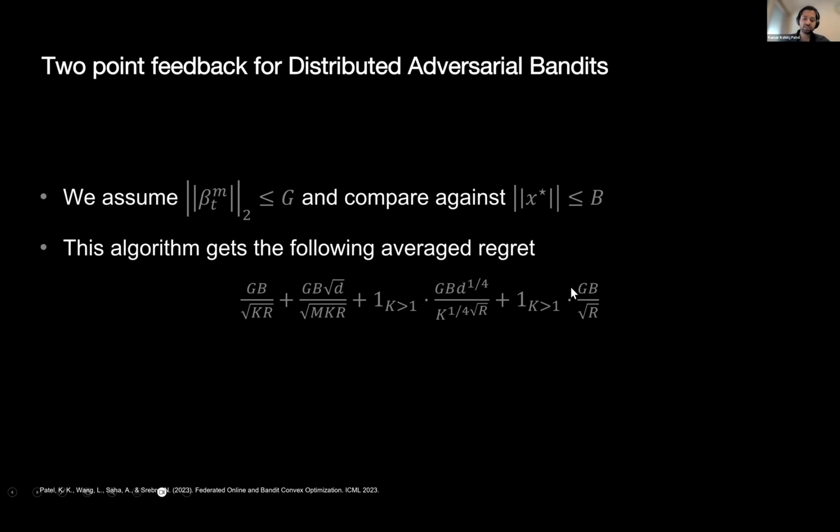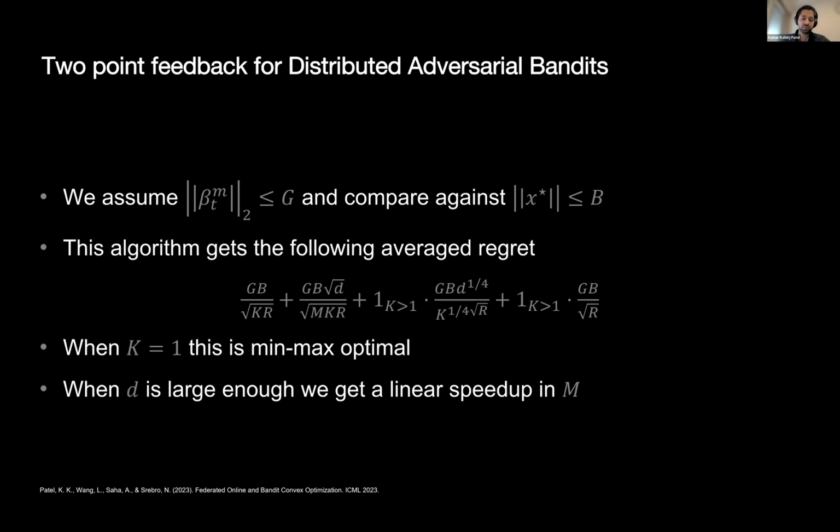But you also get 2 terms because of not communicating. When K equals 1, that is, when you are communicating at each time step, these 2 terms are actually 0, and you get a min-max optimal rate in the 2-point bandit feedback setting. When K is greater than 1, you still get those terms. The hope is not lost yet though, because when the dimension is large enough, you are still in a setting where the second term dominates all the other 3 terms. And when the second term dominates, you can see a linear speedup in the number of machines, which is precisely the kind of speedup we are after.